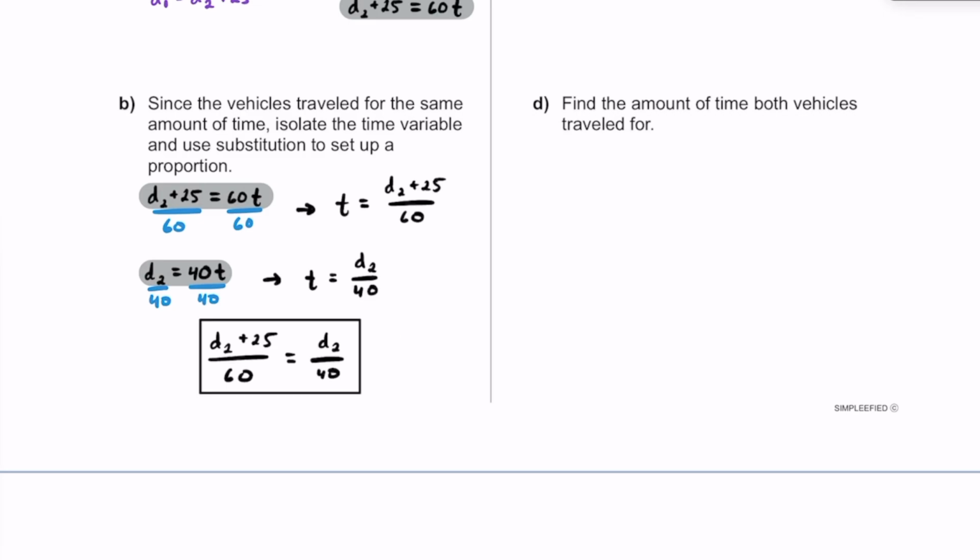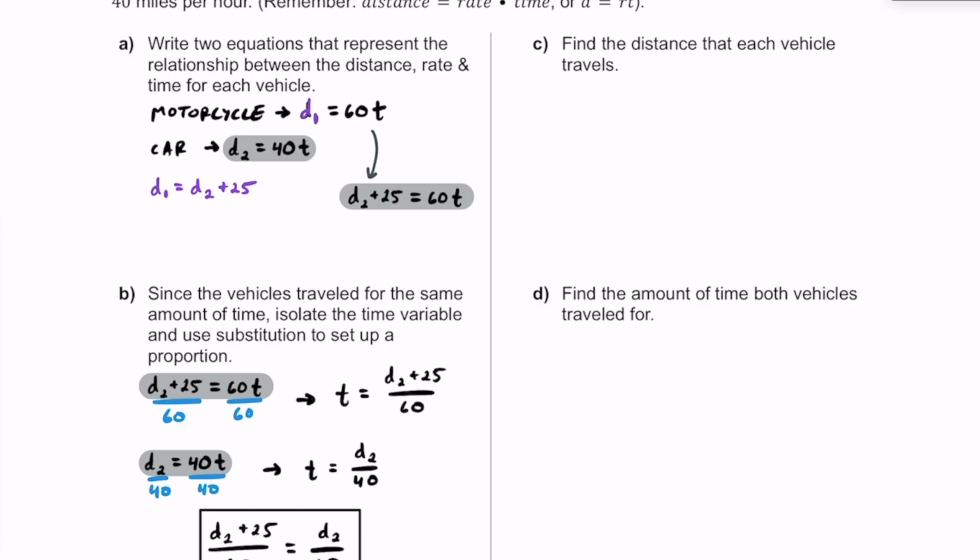All right, cool. Let's go ahead and try part C, where we're going to find the distance of each of these vehicles. So we had set up this proportion just a moment ago. We can solve this using cross products here. Our first cross product is going to be d2 multiplied by 60, or we can say this is going to be 60 d2. And for our other cross product, we're going to have 40 multiplied by d2 plus 25.